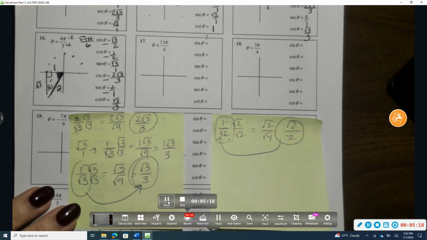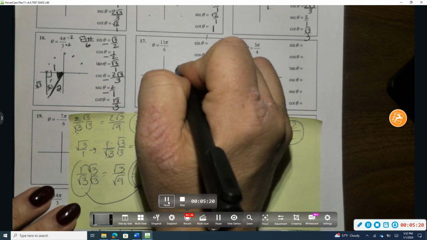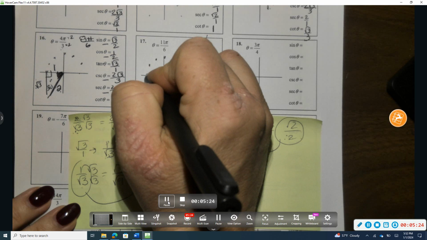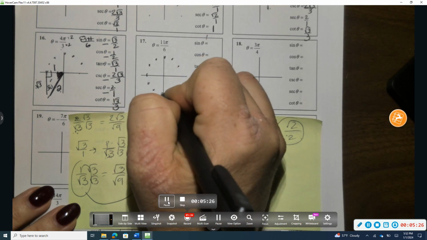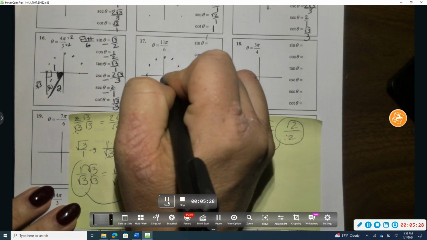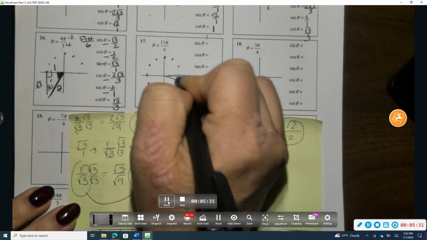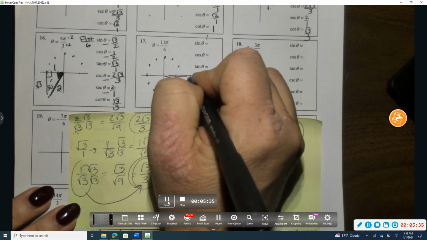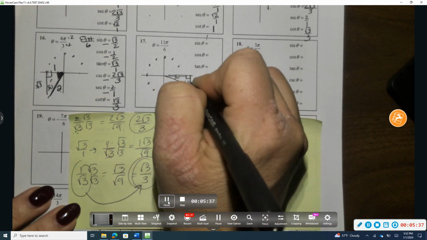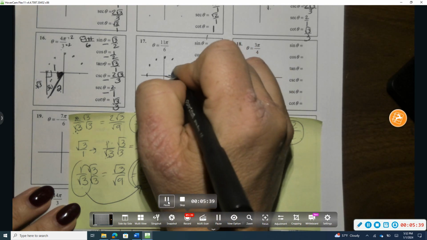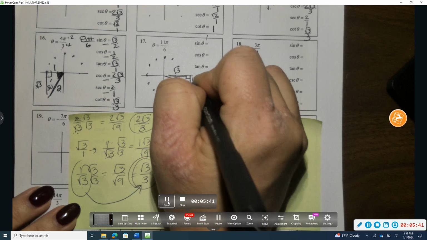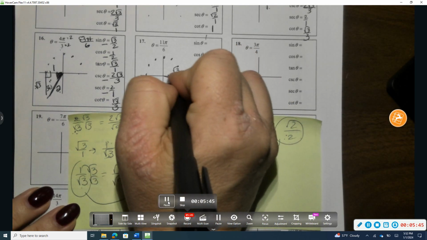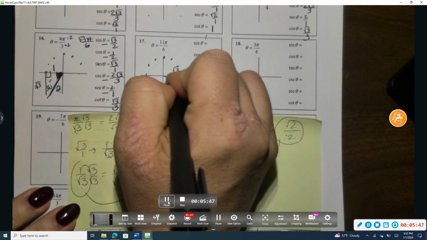11 pi over 6. We're lucky we have 6 in the bottom. Let's count by 6. 1 over 6, 2 over 6, 3, 4, 5, 6, 7, 8, 9, 10, 11 over 6. This is 30 degrees. This is 60, and this is my right triangle. Okay, across from 60 degrees is radical 3, across from 30 is 1, and across from 90 degrees is a 2. This is the interior angle that I'm evaluating.